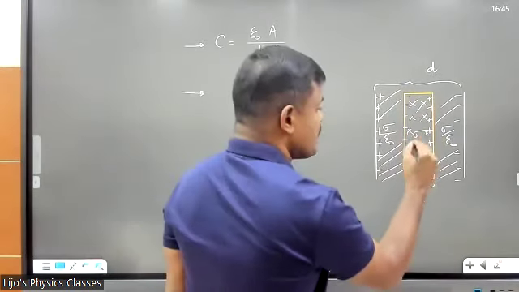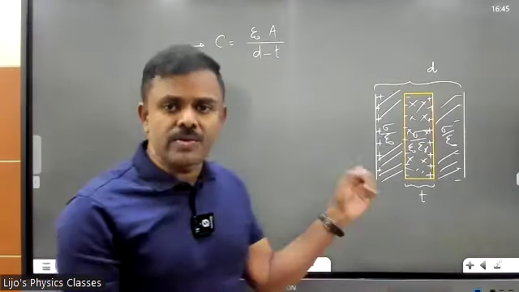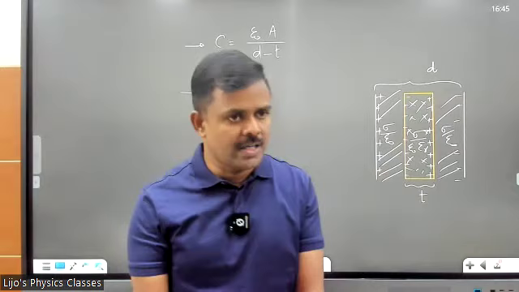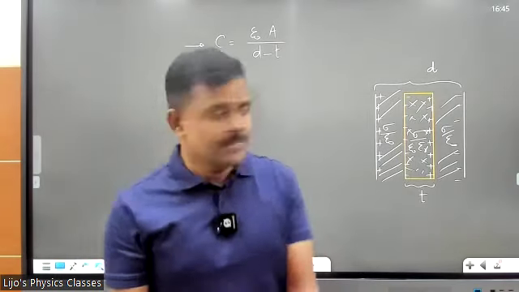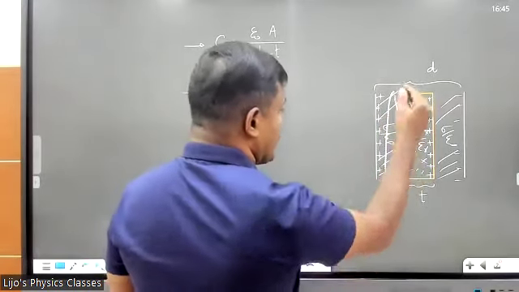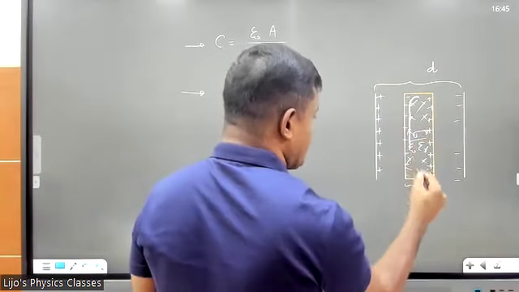Which will have sigma by epsilon 0, epsilon r. Because whenever you think of dielectric, you must incorporate epsilon r into the equation. Am I correct? I'll repeat one more time. Look at this scenario. We have two plates side by side. This is called a parallel plate capacitor.